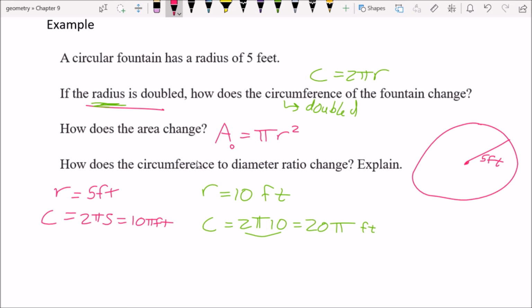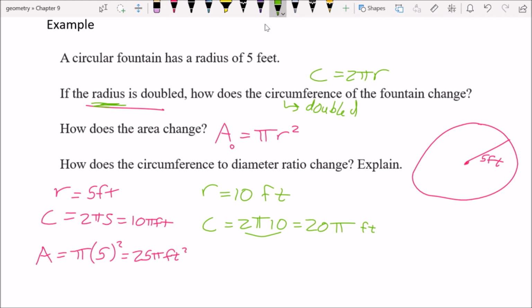So let's go explore that down here. What would the area look like? Area is just pi times the radius, that's 5, times 5 squared. So 5 squared is 25, so this is 25 pi square feet, or some people say feet squared.